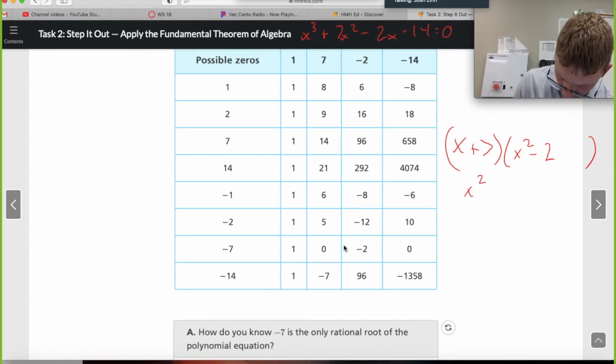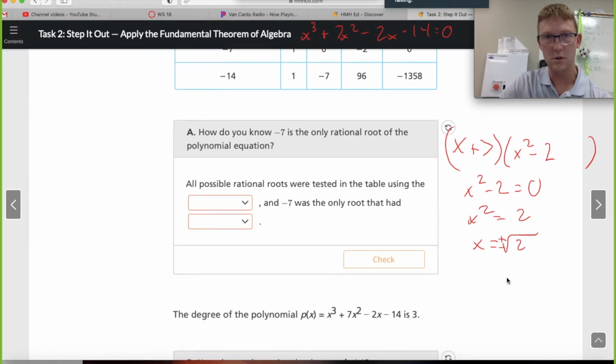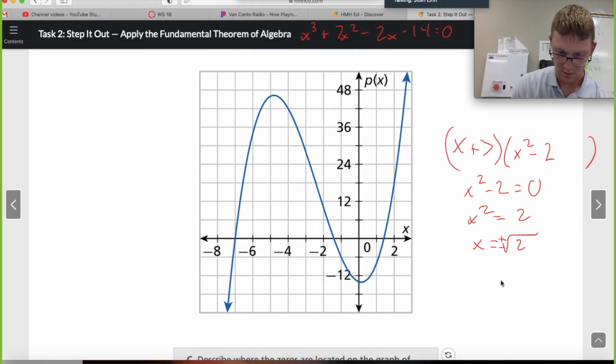So x squared minus 2 equals 0. So we have x squared equals 2. So then we would have x equals plus or minus the square root of 2. So that, using algebra, is right here and right here. The negative version is this guy. The positive version is that guy. So we have found all of our roots, both algebraically and graphically.